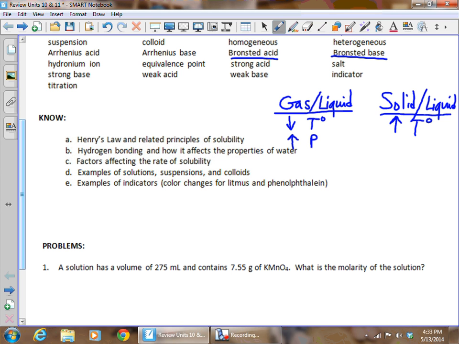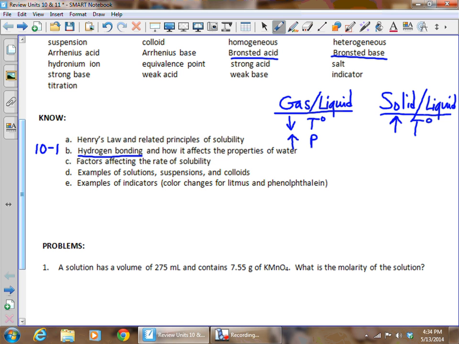If I ask you a question about water, the answer is probably going to be hydrogen bonding. So keep in mind that you need to look at those notes. Go back to notes 10-1 and remind yourself about the different factors that are affected by hydrogen bonding, and make sure that you know those.